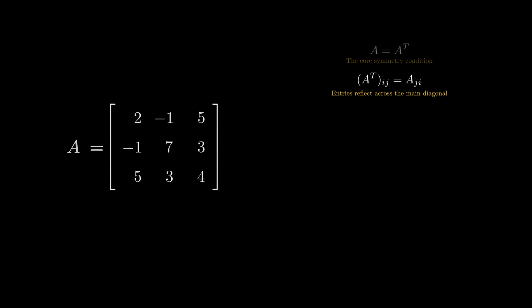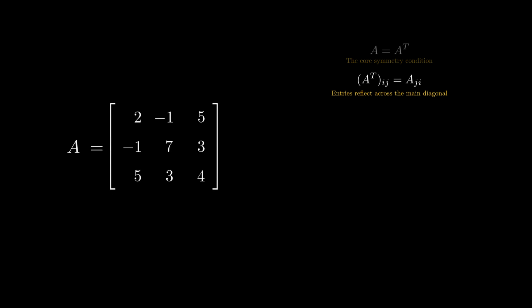A symmetric matrix satisfies A equals A transpose. The transpose flips entries across the main diagonal. The entry in row I, column J swaps with the entry in row J, column I. So being symmetric means every off-diagonal entry mirrors its partner across the diagonal.